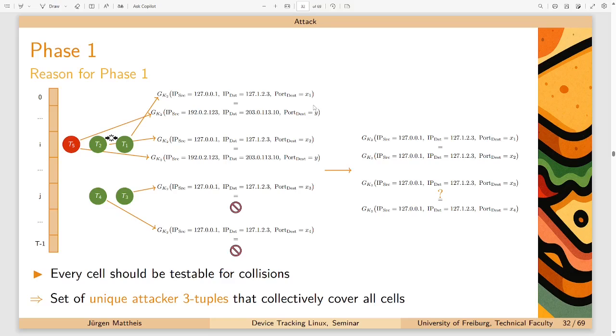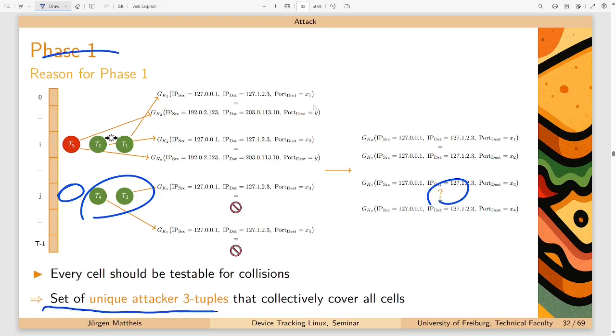We can only deduce that two loopback free tuples collide with each other if we have an attacker free tuple with which they collide. If, for example, here we have two loopback free tuples, but no attacker free tuple, we can't know if they collide. We always need an attacker free tuple, and for this reason, we need a phase 1 that enables us to collect unique attacker free tuples that collectively cover all perturbation table cells. And a unique attacker free tuple is one that uniquely maps to a certain perturbation table cell.